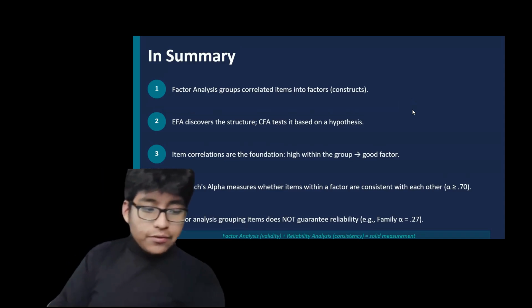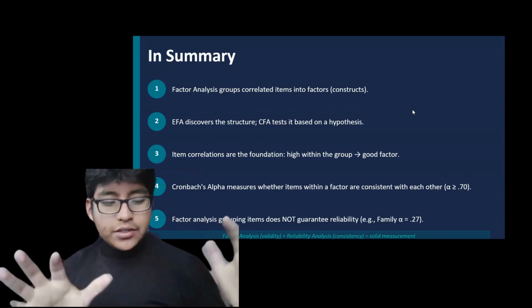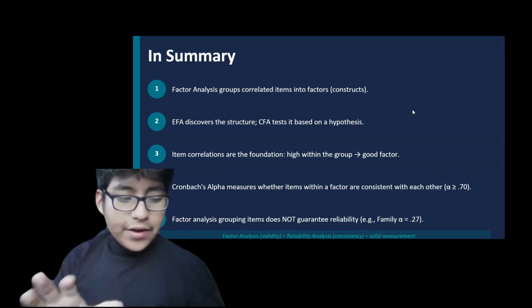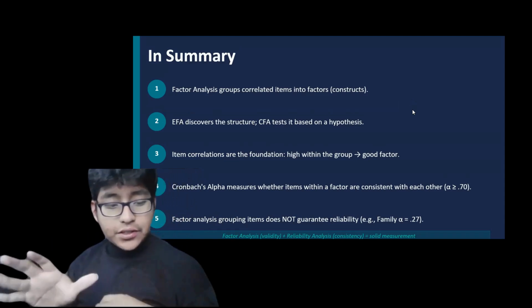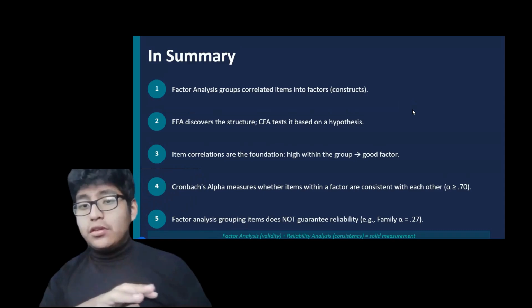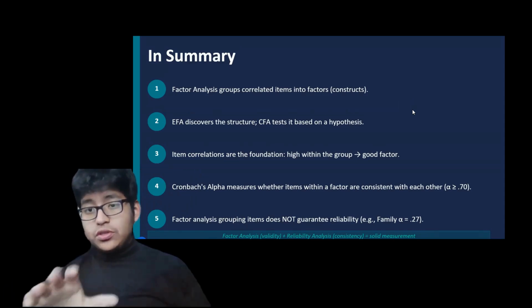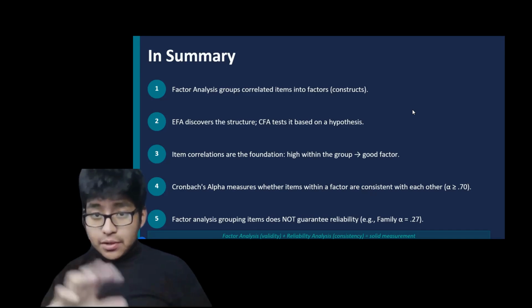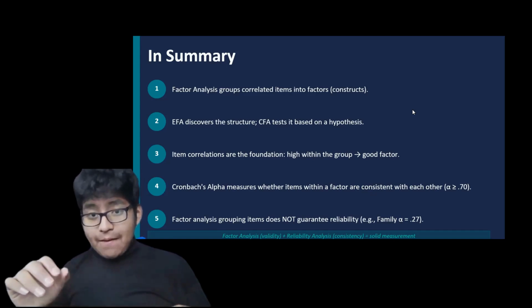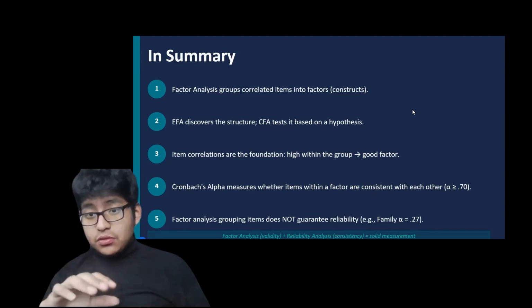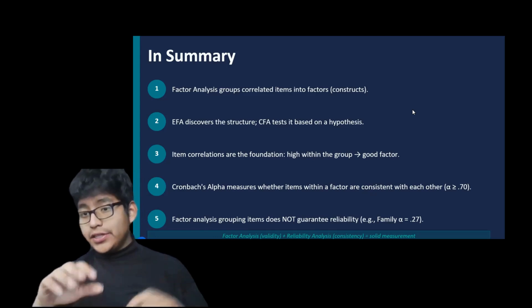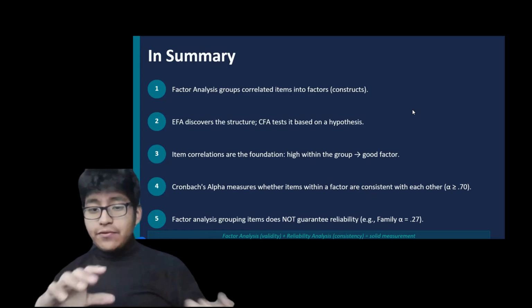Conclusion. To finish, factor analysis helps group related questions. EFA explores the data and CFA checks if the model is correct. Correlation is important. Related questions should have similar answers. Reliability analysis checks if the questions are consistent. Finally, this example shows that a group can appear in the analysis but still have problems, like the family factor.